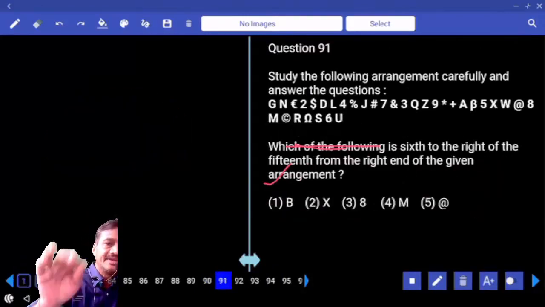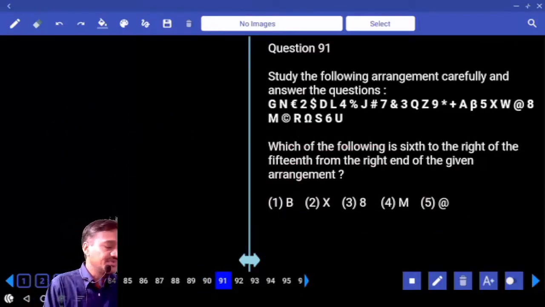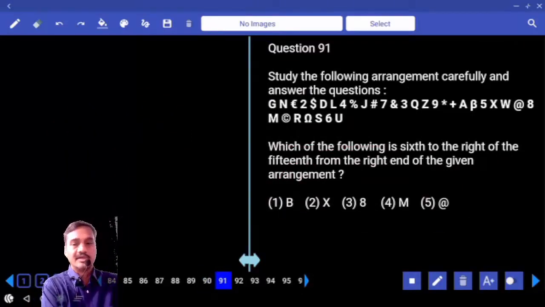Right? And 91 to 95. Now 91 to 95, sequence questions. Now sequence 81 to 85 can be easy.